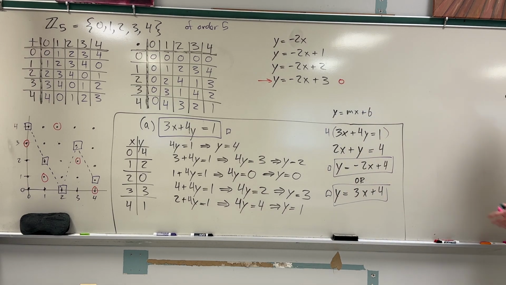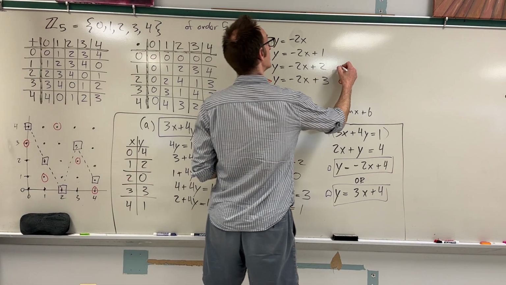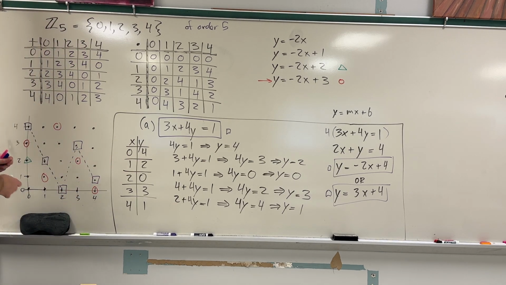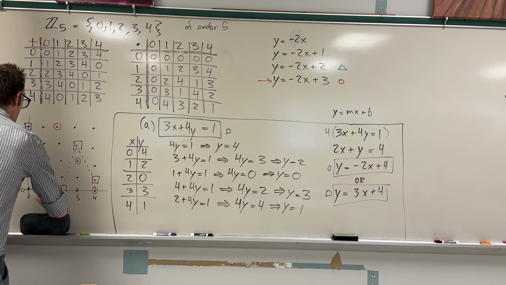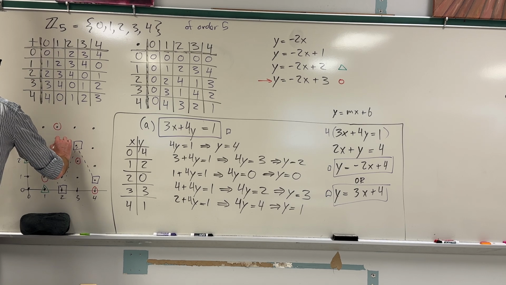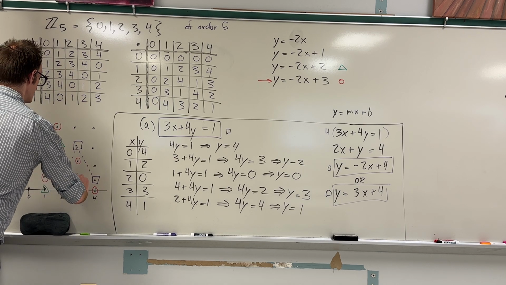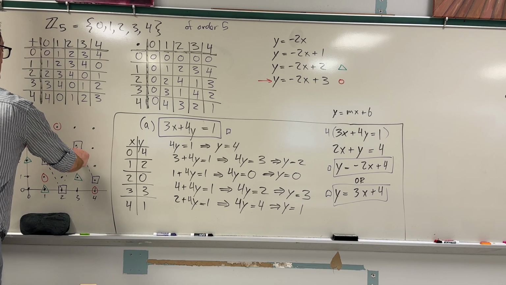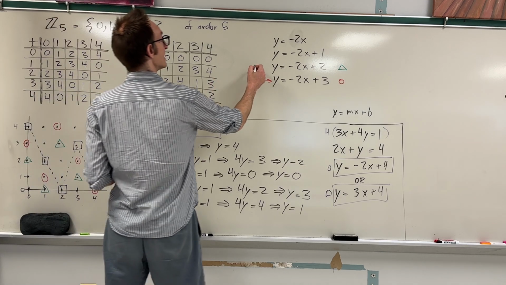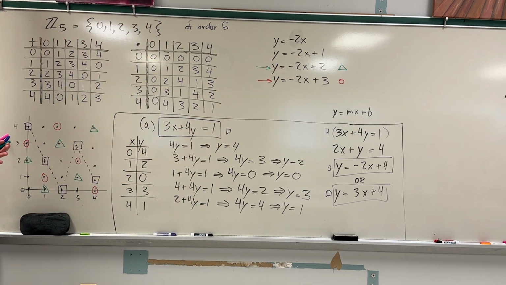Then let's see, we can do y equals, I'll make a little triangle for y equals negative 2x plus 2. That is this one. It's the line with slope negative 2, also known as slope 3, but with y-intercept 2. So now I go up 3 over 1, slope negative 2, and slope 3. And this line consisting of these 5 green triangles is this line y equals negative 2x plus 2.